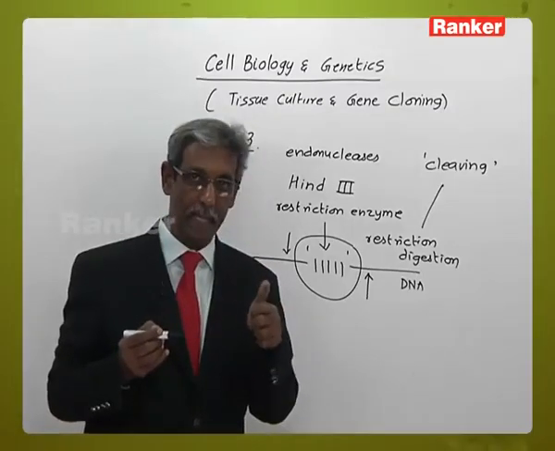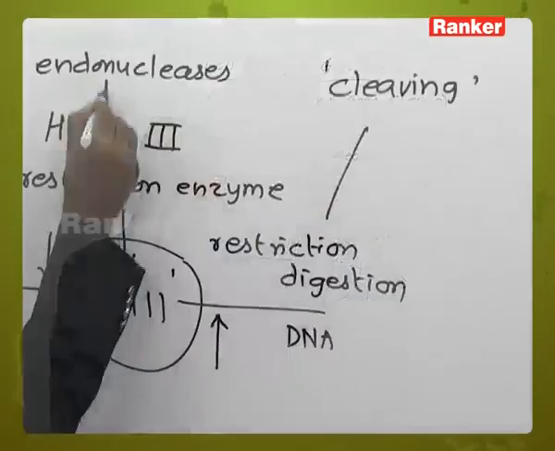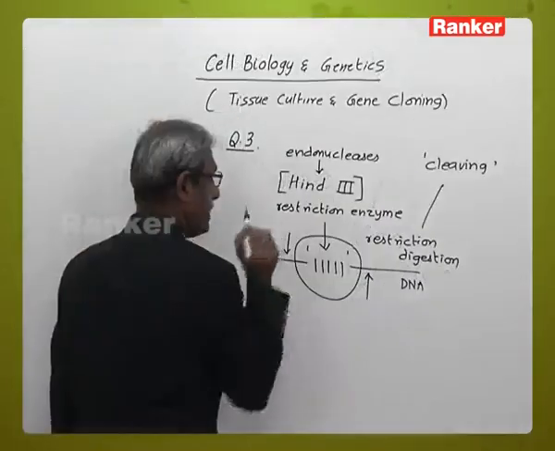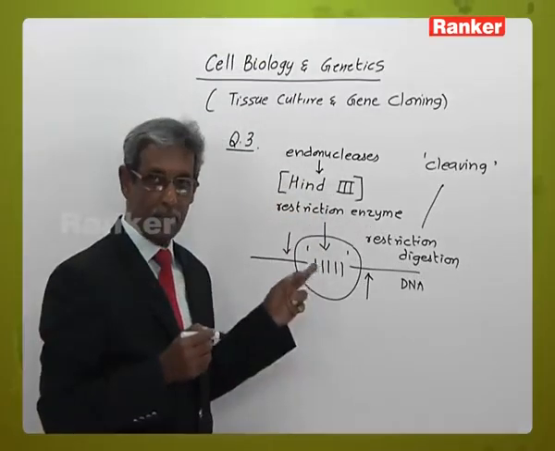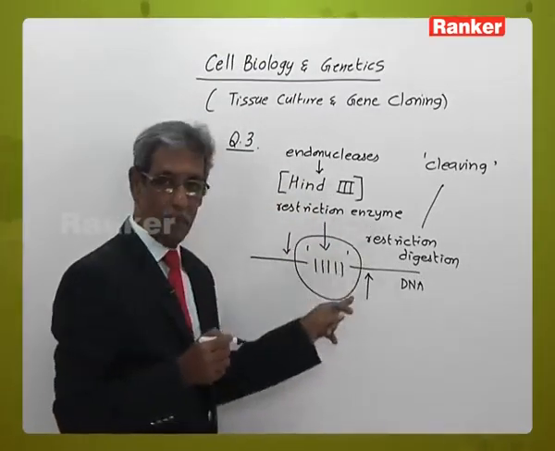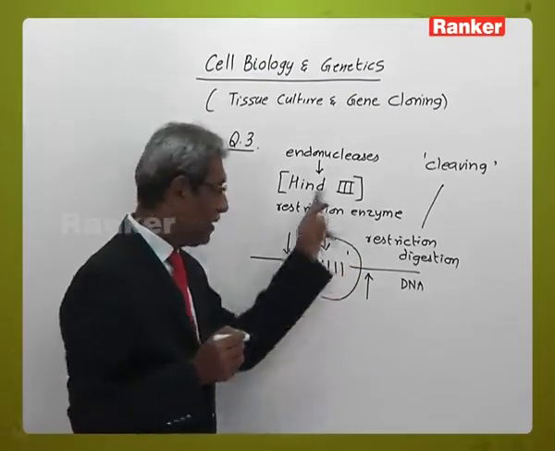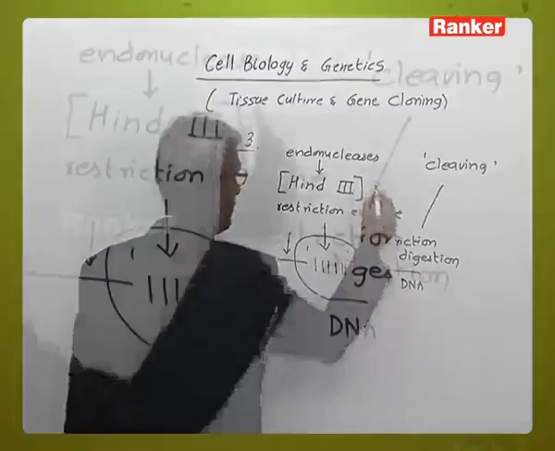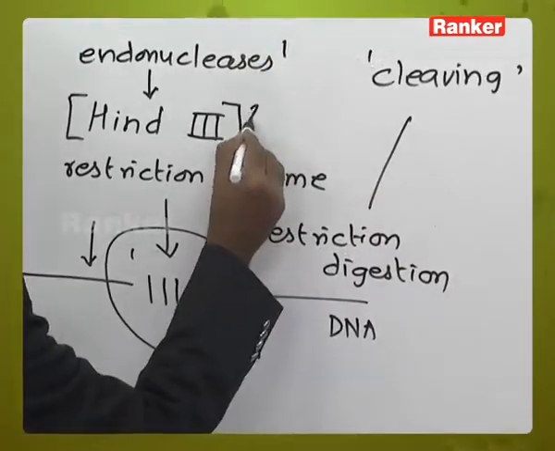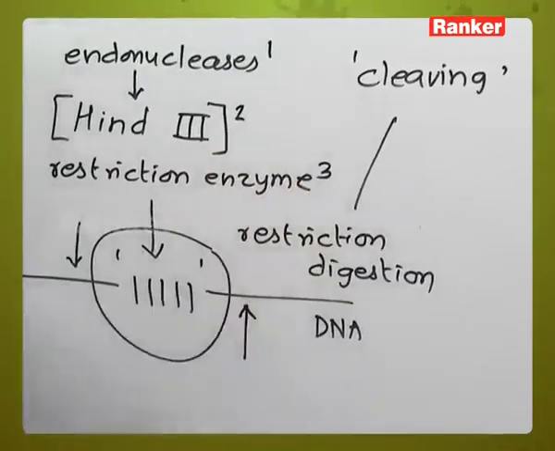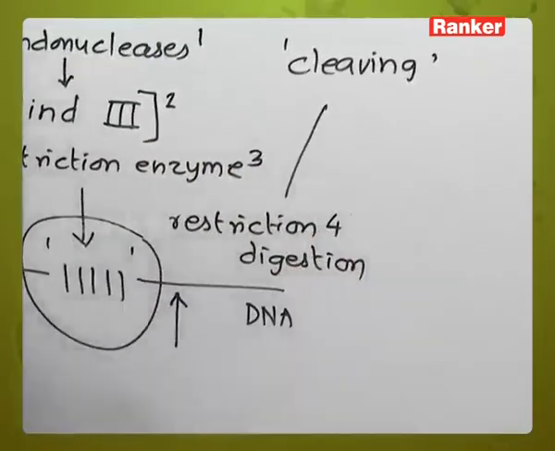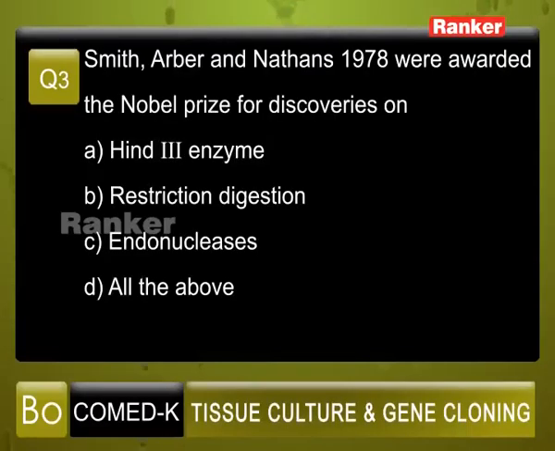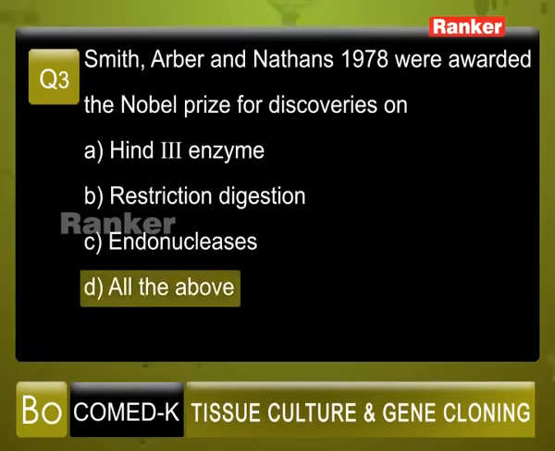Endonucleases are enzymes within the nuclease category. They can cut DNA segments. Under the broad category of endonucleases, we have HindIII. HindIII is a restriction enzyme. Under the endonucleases category are restriction enzymes, and these restriction enzymes can perform restriction digestion. So, the Nobel Prize for Smith, Arber and Nathans was given for the discovery of endonucleases, specifically HindIII, by identifying the restriction enzyme which causes restriction digestion at specific sequences. Hence, for question number 3, the right answer is D.